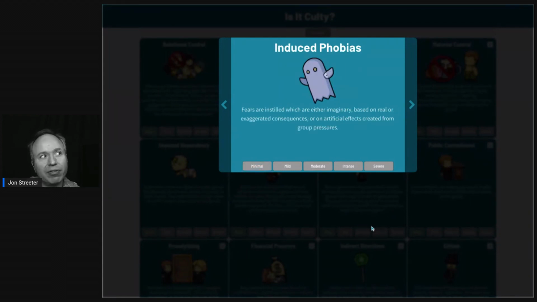Induced phobias. Fears are instilled which are either imaginary, based on real or exaggerated consequences, or artificial effects created from group pressures. Do they use fear as a driving factor to get you to obey or to conform or comply? Mostly it's just like jokey stuff. I don't know, hand waved. And if you don't show up, then I'm going to find ya and I'm going to beat ya. But they say it like that. And it's all just fun. We know it's not actually going to happen. How many times has that actually happened? Zero, as far as I've heard.